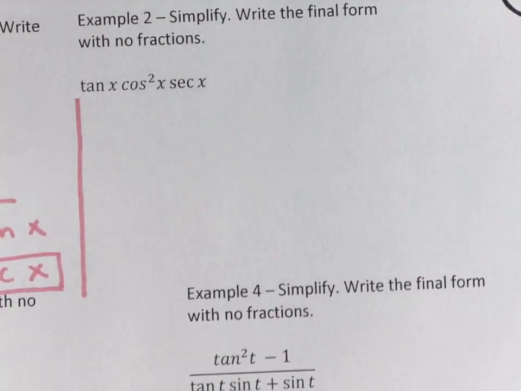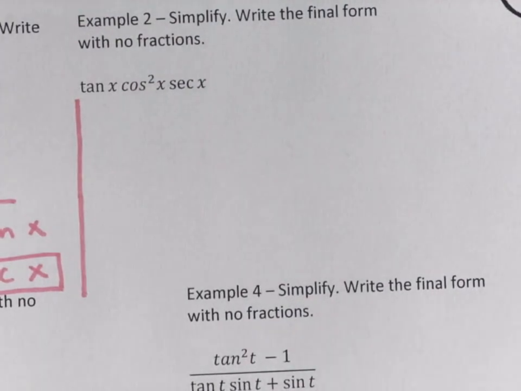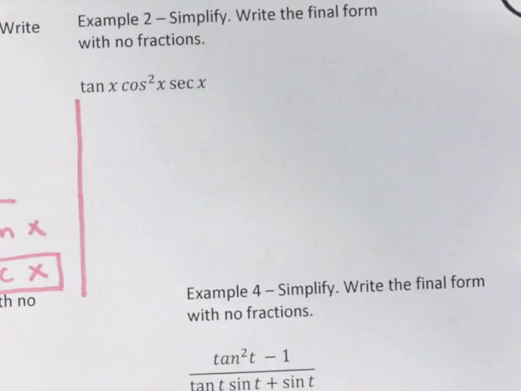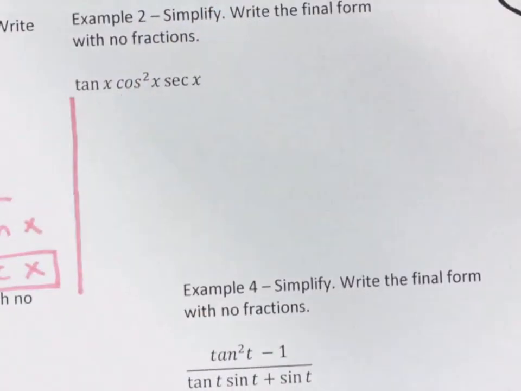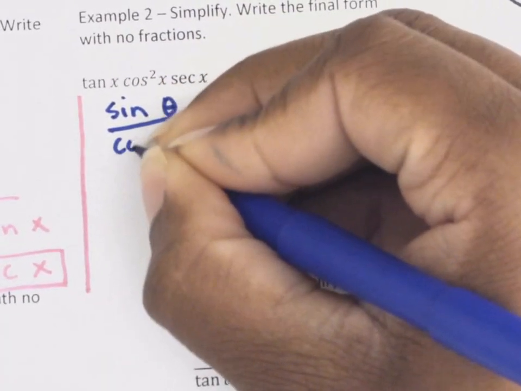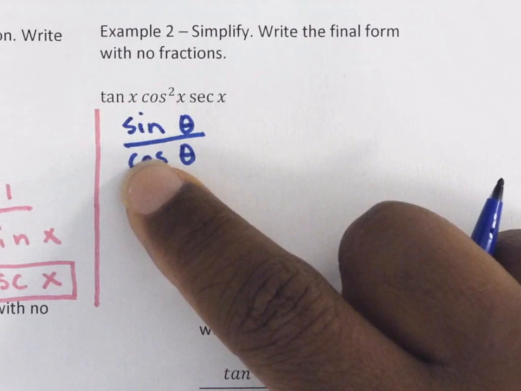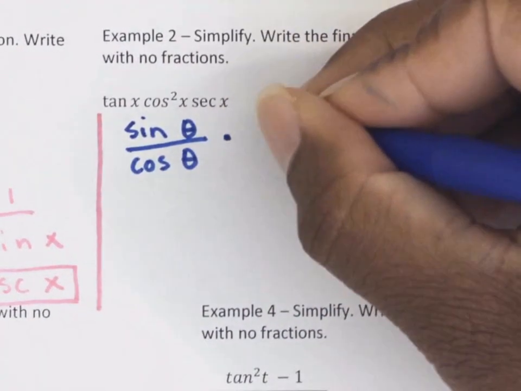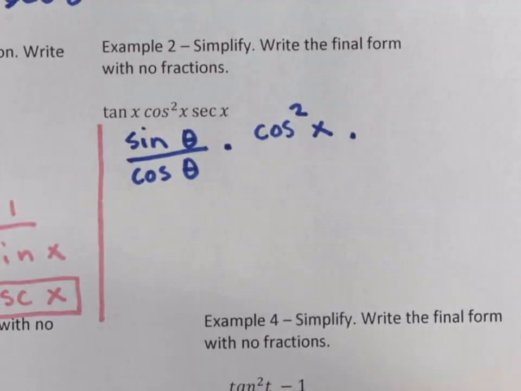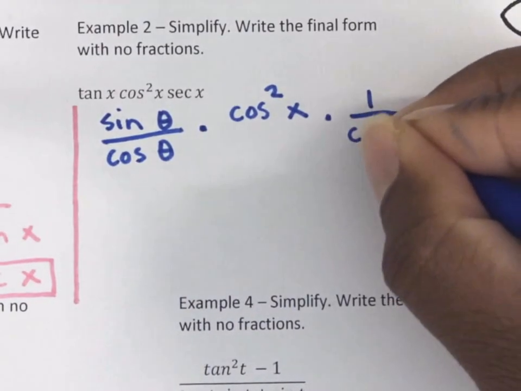Honestly, I'm working these and I kind of know where we should go. But in reality, as you do these on your own, you might start doing something and say, this isn't taking me anywhere, let me restart. I'm kind of cheating. So the quotient identity says I can rewrite tangent as sine over cosine. I think we leave cosine squared as cosine squared for now. And then I can rewrite secant as 1 over its reciprocal, cosine.